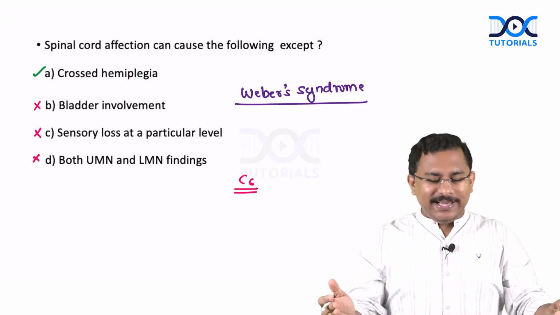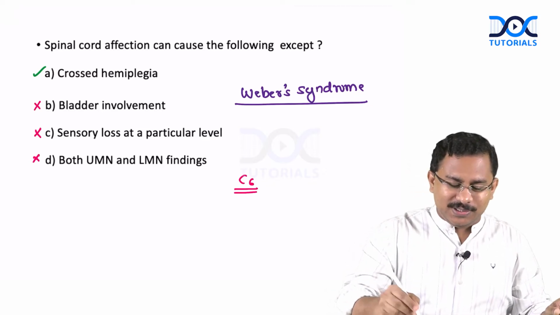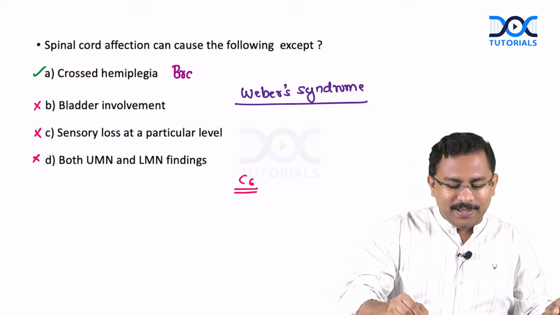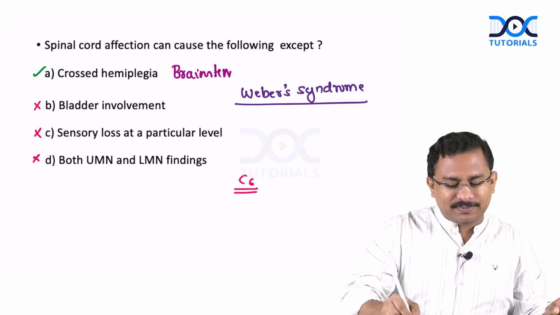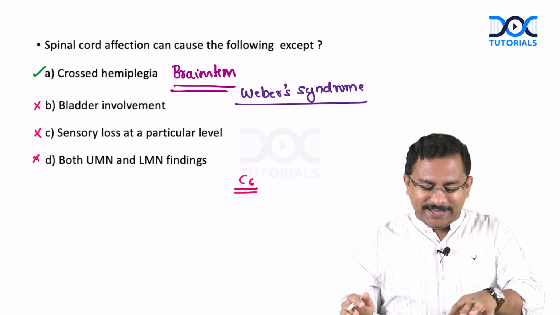Whereas crossed hemiplegia is suggestive of a brainstem affection. Okay, crossed hemiplegia is suggestive of a brainstem affection. Okay, all right, so that is also clear. Let's move to the next question.